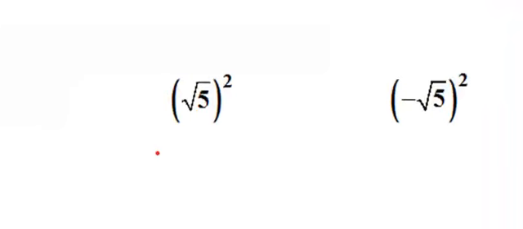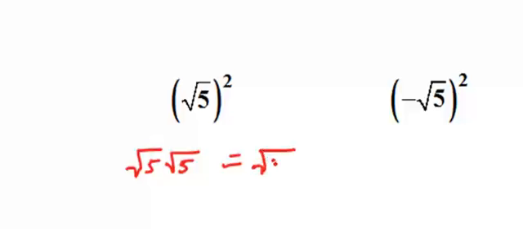The square root of 5 squared. Well, that's the square root of 5 times the square root of 5. Push them together, and we get the square root of 25. And the square root of 25 is just 5. In general, the square root of 5 times the square root of 5 is 5.